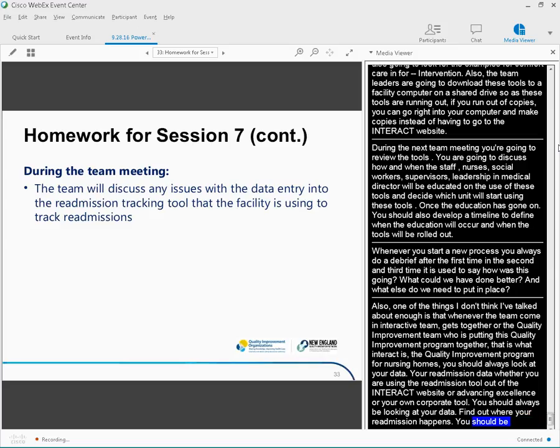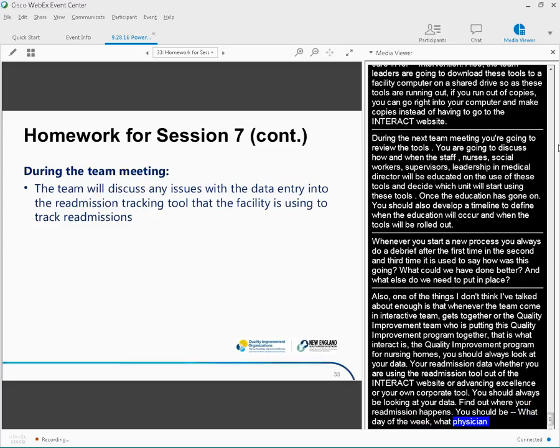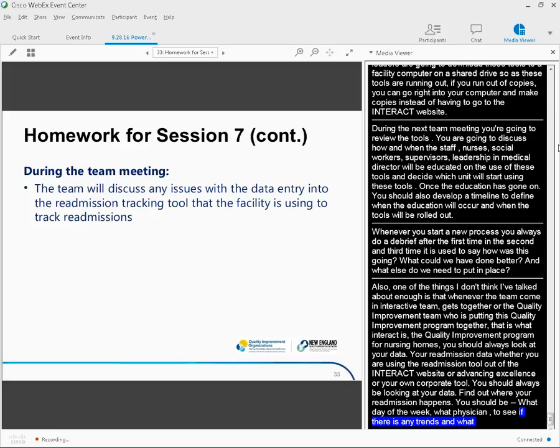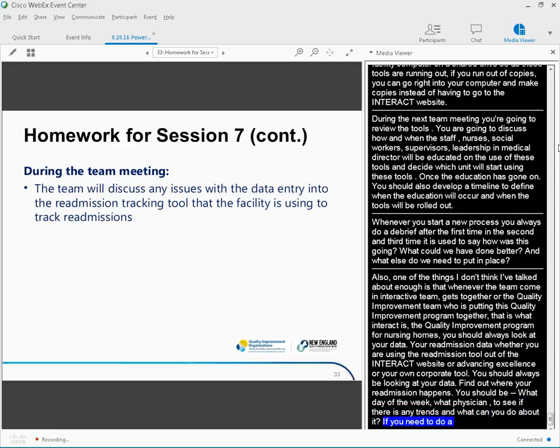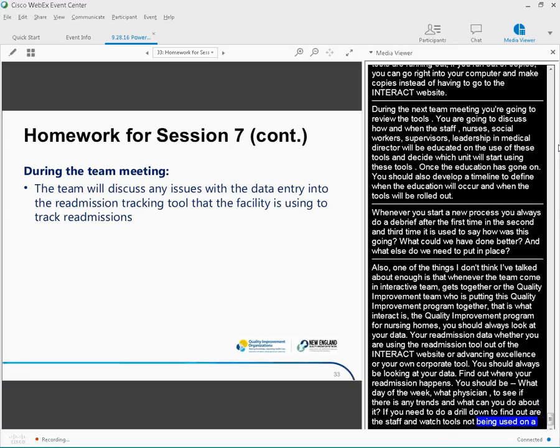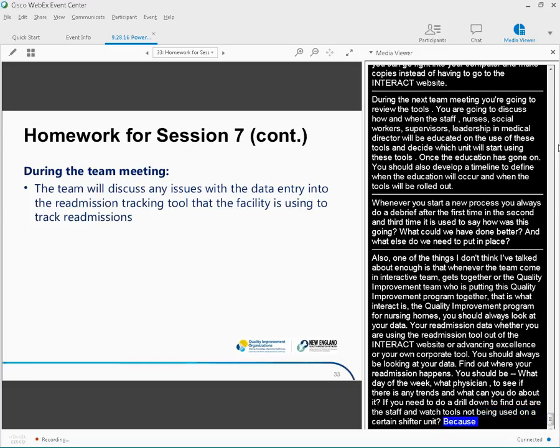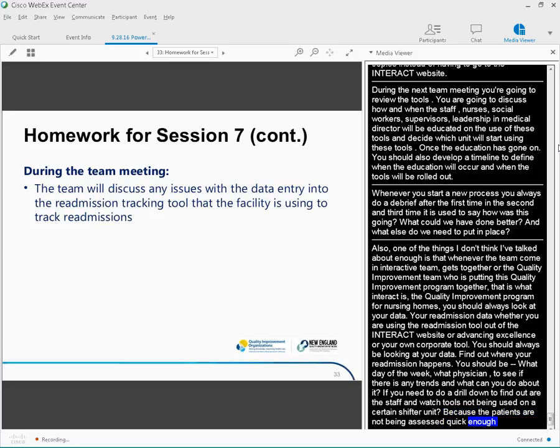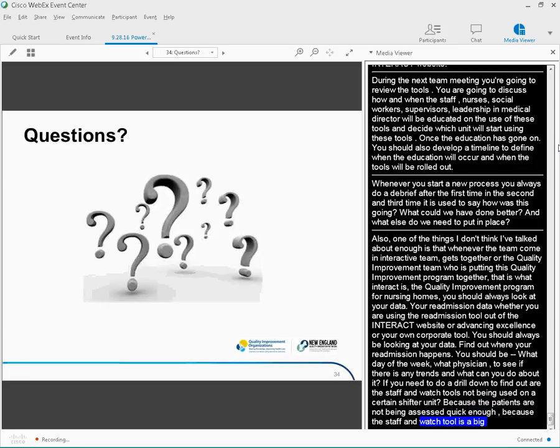You need to do a drill down to find out, are the stop and watch tools not being used on a certain shift or a certain unit because the patients are not being assessed quicker enough because the stop and watch tool isn't being used. So you need to see your data because that will help drive the work. So I can't stress that enough.